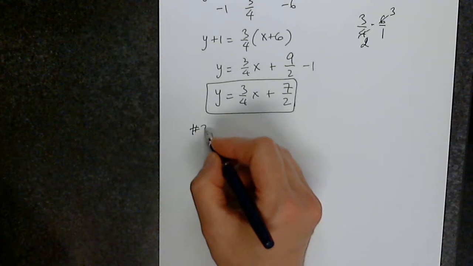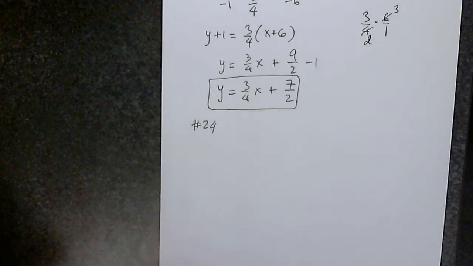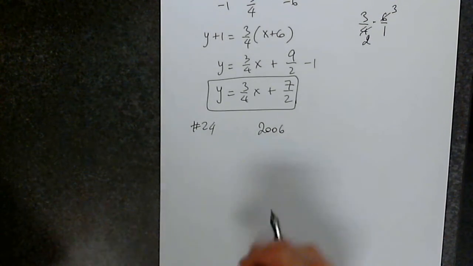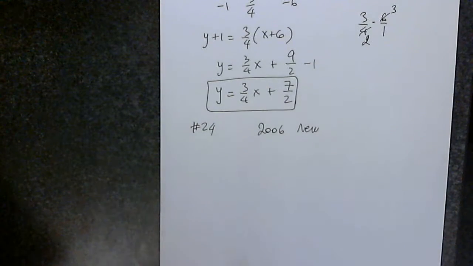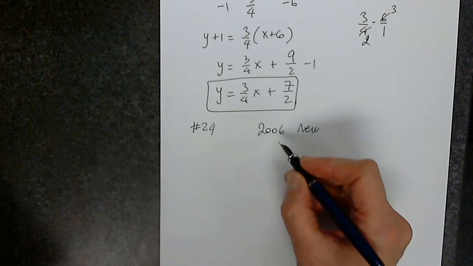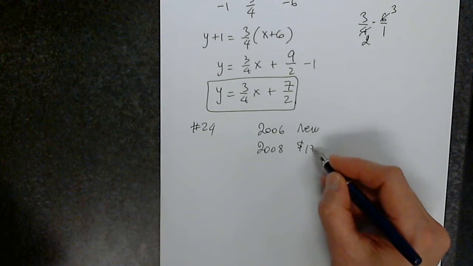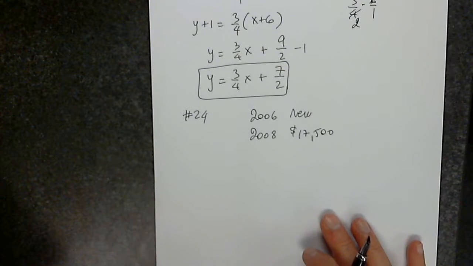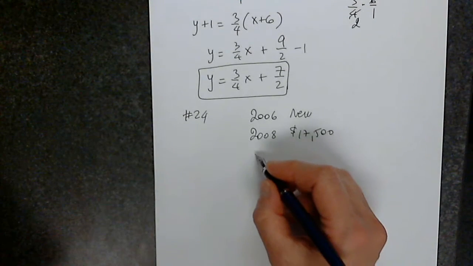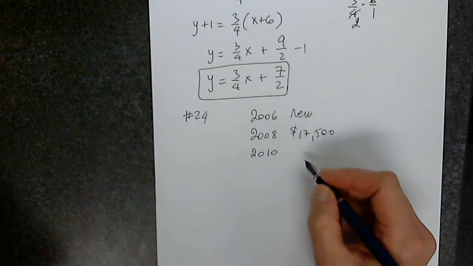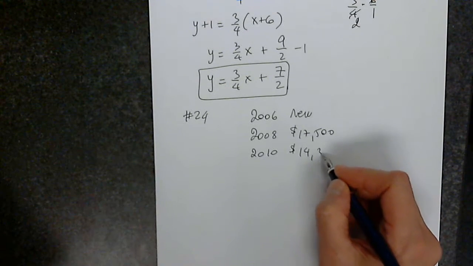24. A word problem. The value of an automobile bought in 2006. So it was new in 2006, I'm assuming. Continues to decrease as time passes. 2 years after the car was bought, which year is that? Good. It was valued at $17,500. 4 years after it was bought, the value dropped to $14,300.